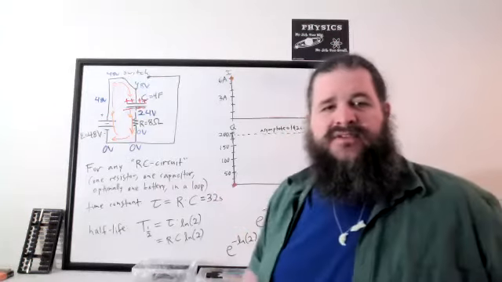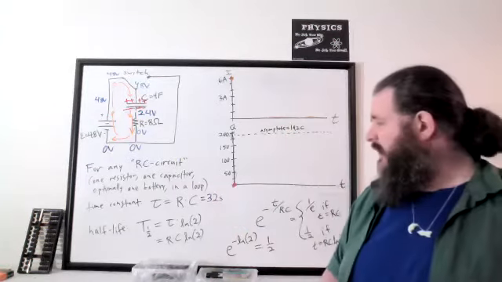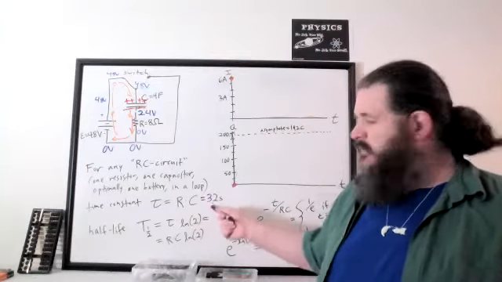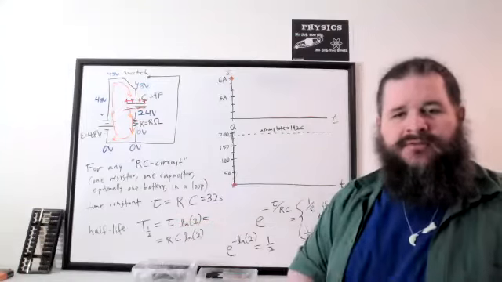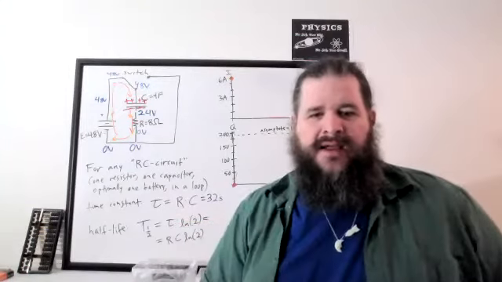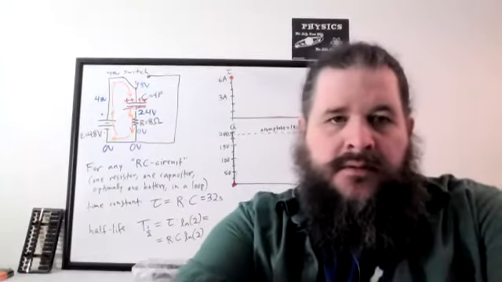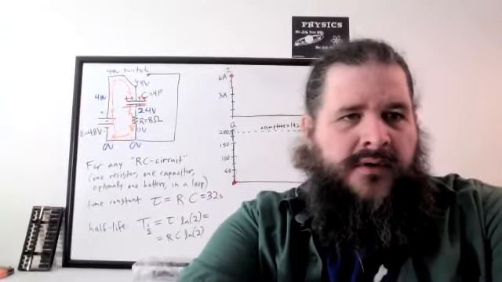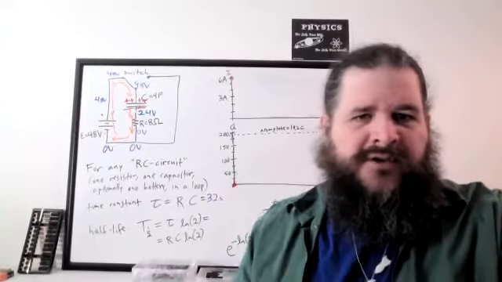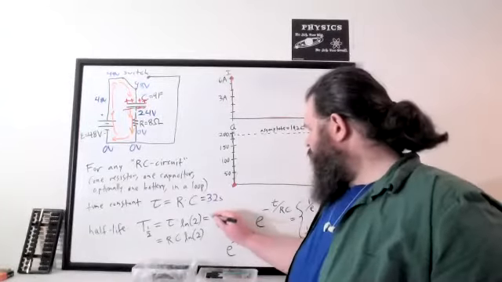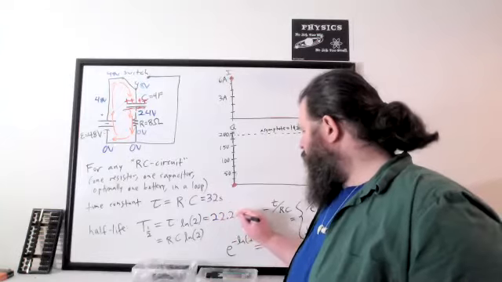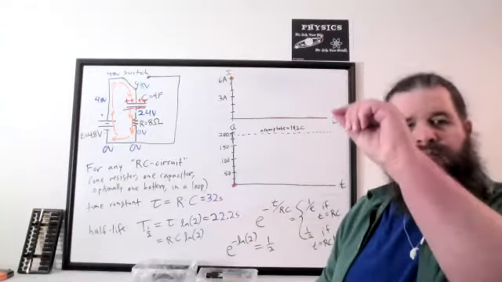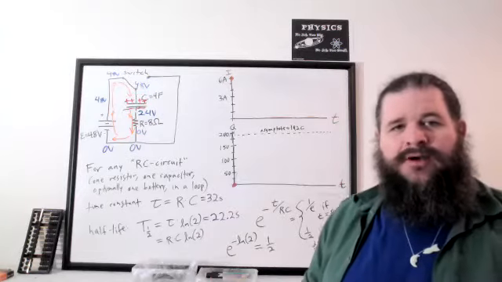And again, this is going to be in seconds. Coulombs times farads is seconds. And then if we take that same R times C, that same 32 seconds, and multiply by logarithm of 2, that should tell us the half-life. 32 times logarithm of 2, about 22.2. So that means every 32 seconds, the value drops to 1 over e, about 37% of what it was before.